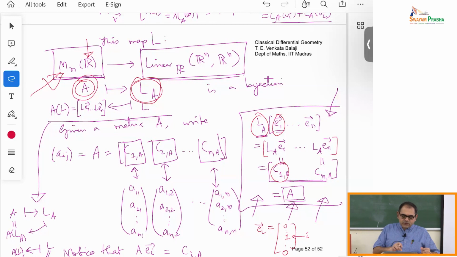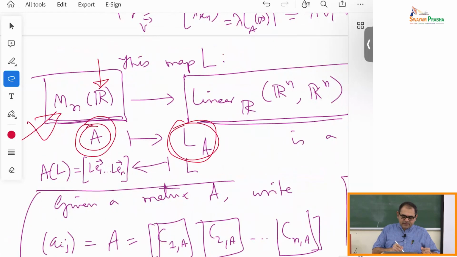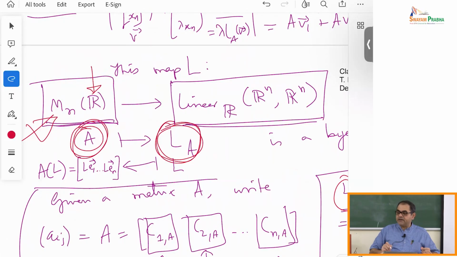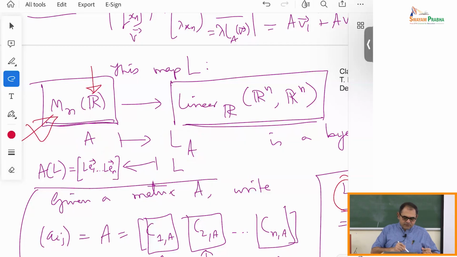And so you have this map that takes every matrix A to the linear map L_A that it defines, and this also has an inverse. Conversely, if you start with the linear map L, then you can get the corresponding matrix A of L, whose columns are precisely the images of the standard basis vectors, that's all. And so this is a bijective correspondence.